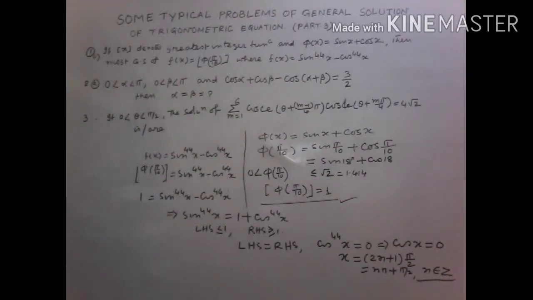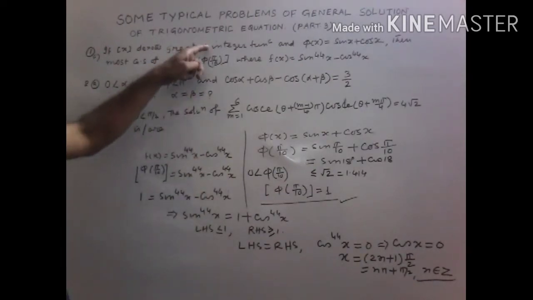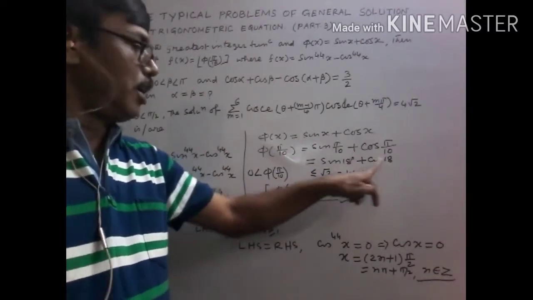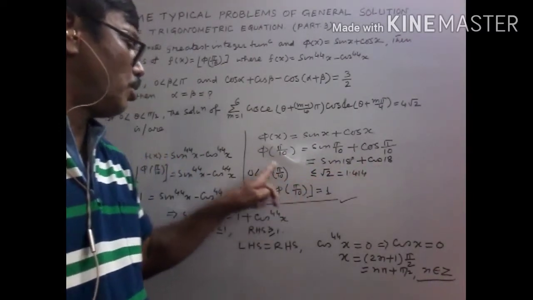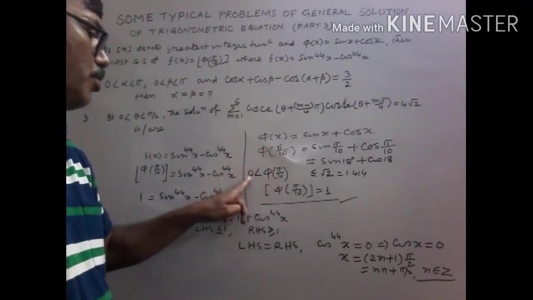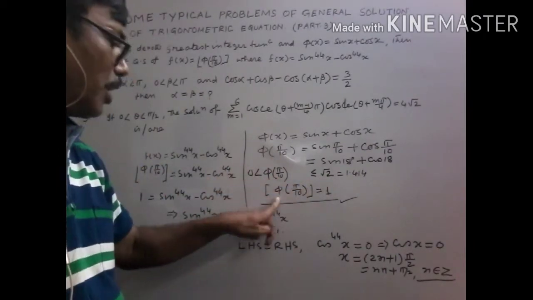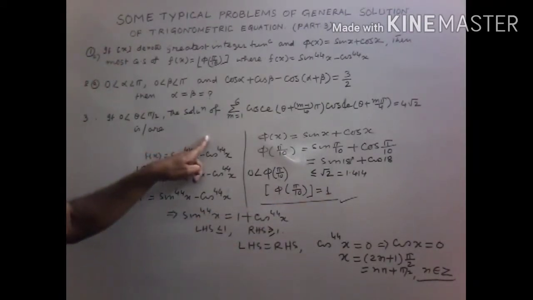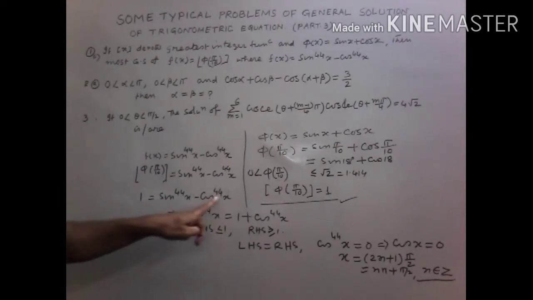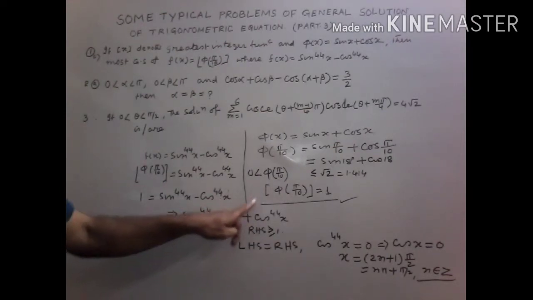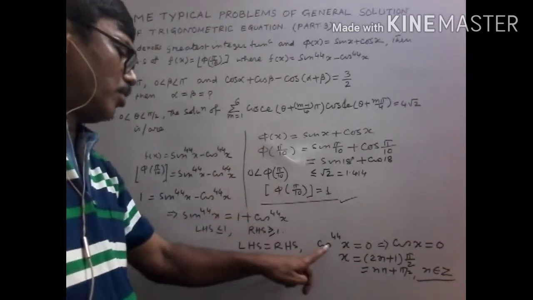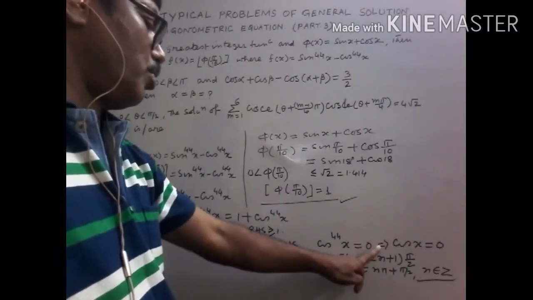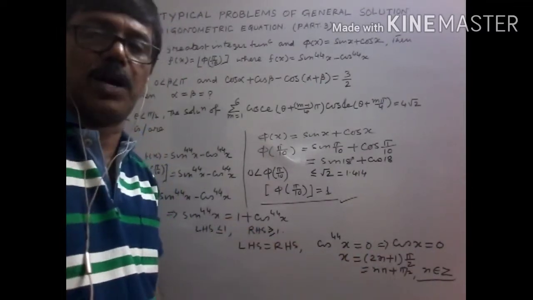So look again, phi(pi/10) is sin 18 plus cos 18. It is definitely positive, so the value of phi(pi/10) lies between 0 and root 2. So what is the greatest integer value? This is 1. Now if we consider this equation, we are getting 1 equals this. So sin to the power 44x equals this. This is possible when cos to the power 44x equals 0. So cos x equals 0. So x equals (2n plus 1) pi/2.